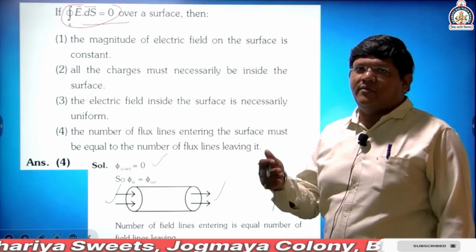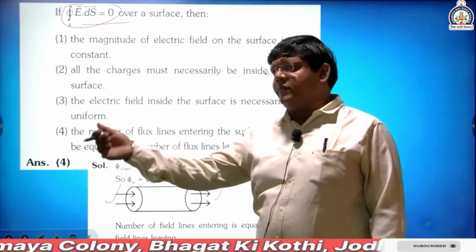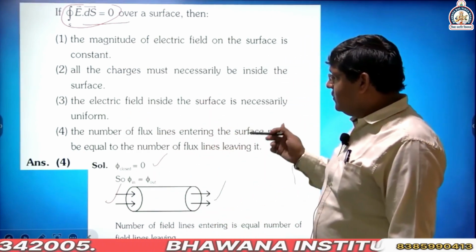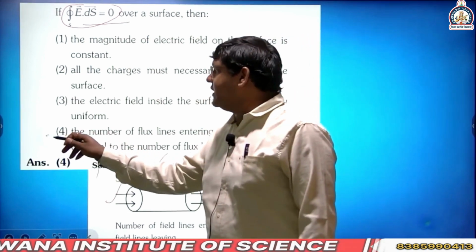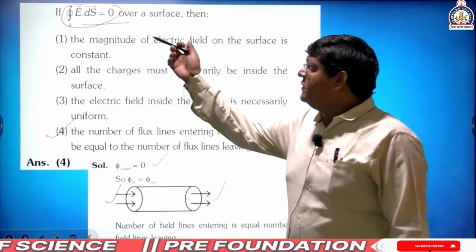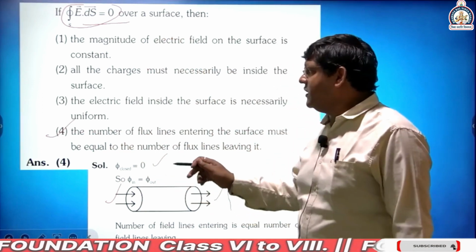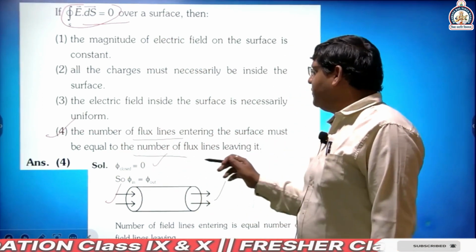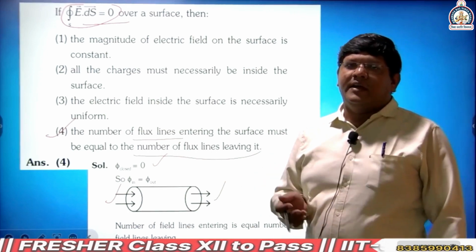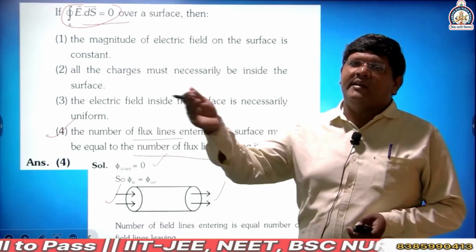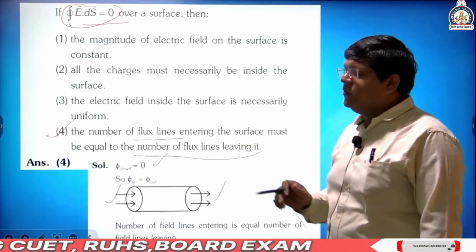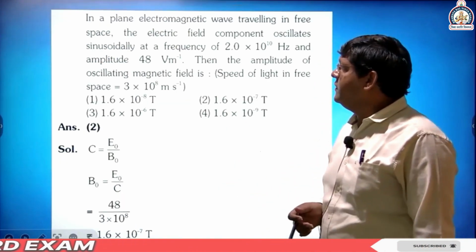The total flux entering and the total flux leaving are equal. So option number 4 is the correct answer. This equation is satisfied by option number 4, that the number of flux lines entering the surface must be equal to the flux leaving that surface. If there are 10 entering and 10 leaving, the net value will always be equal to 0. So moving to the next part.